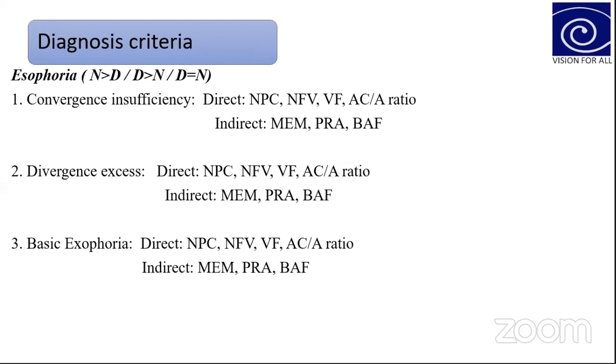And in the indirect test, MEM will show the lag of accommodation, as I said, in convergence insufficiency as well, and the convergence excess also. So we will have a reflex reaction from the vergence, and it will show a lag of accommodation in this type of case. So here the positive relative accommodation will be reduced, and binocular accommodation facility will have difficulty with the minus lens.